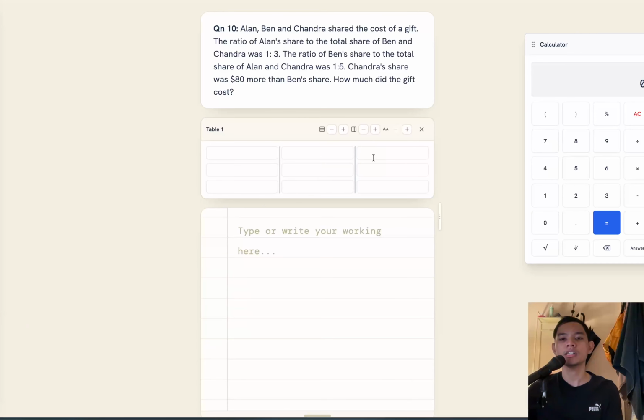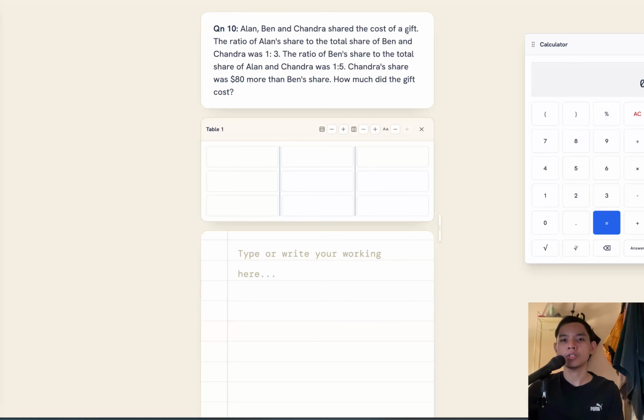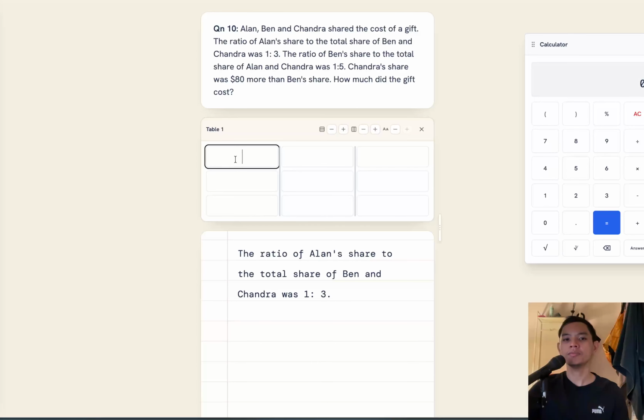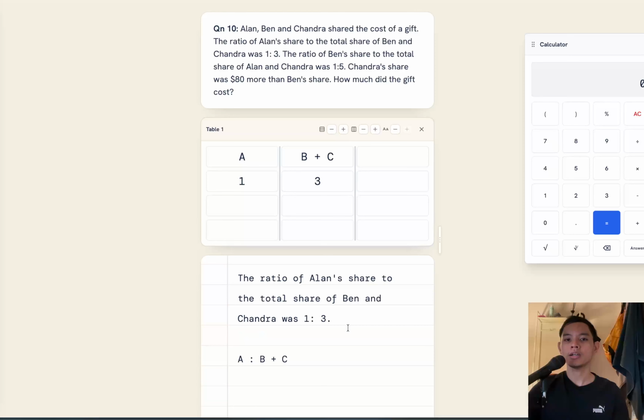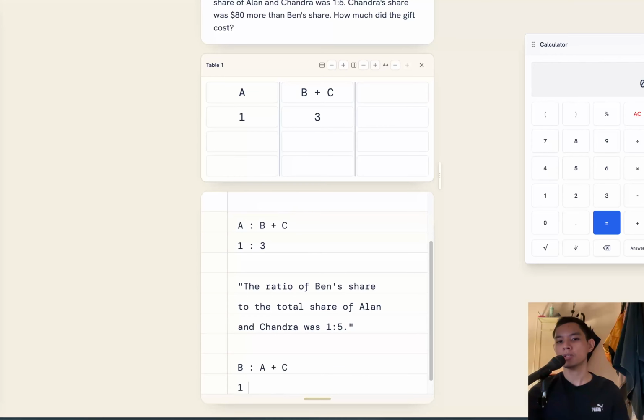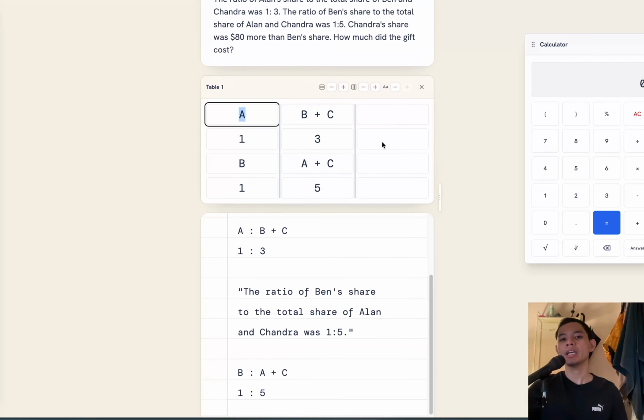So in this case, we can create a table and just put down what we see. The ratio of Alan's share to the total of Ben's share, so I'm going to write down A is to B plus C, which is 1:3. Then the ratio of Ben's share to the total of Alan and Chandra is 1:5. So same thing: B is to A plus C, 1 is to 5.